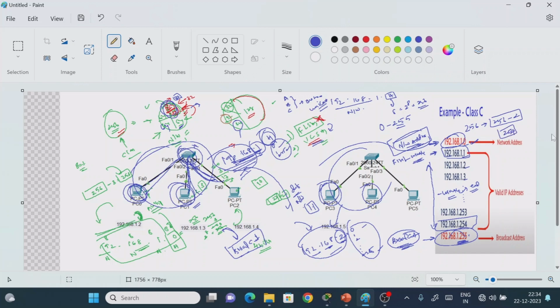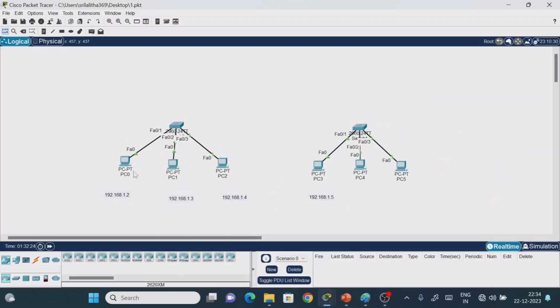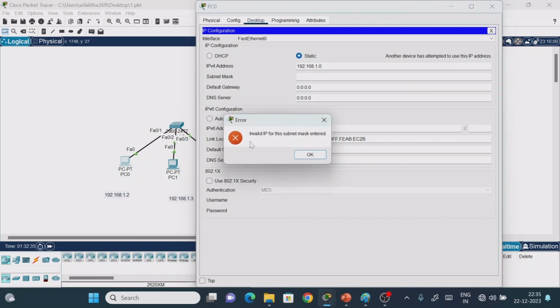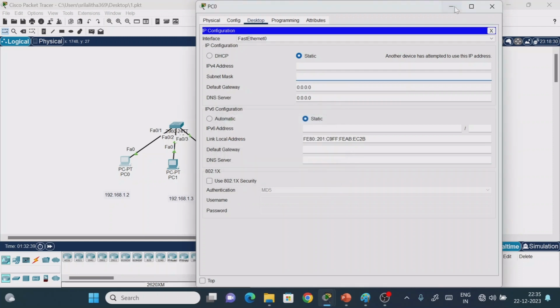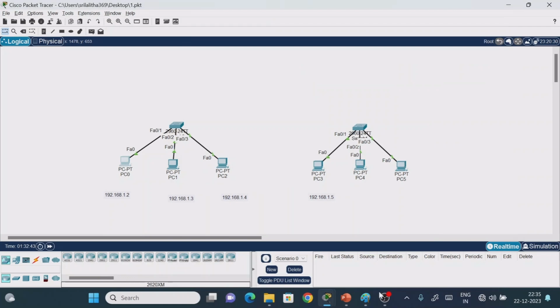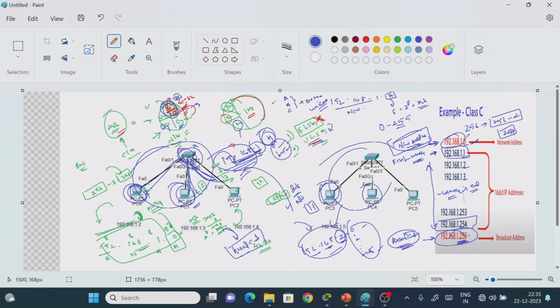If you still have doubts, let me take a scenario. I am going to give an IP address here. Let me erase this one. The IP address I am giving is 192.168.1.0. Now see, it says invalid IP for the subnet mask entered. As per our discussion, 1.0 cannot be a usable IP address. It means for end devices you cannot assign 1.0.